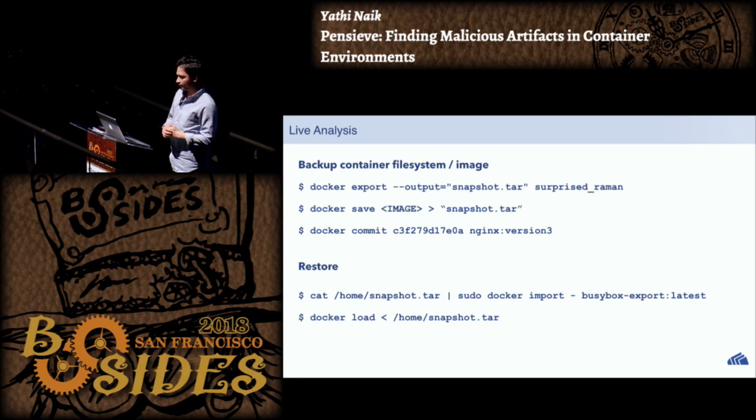One thing to note here is that the docker export and import commands don't preserve the image history, but docker save and load preserve the image history. And knowing the image history becomes important if you want to find out if the image layer has been tampered with.